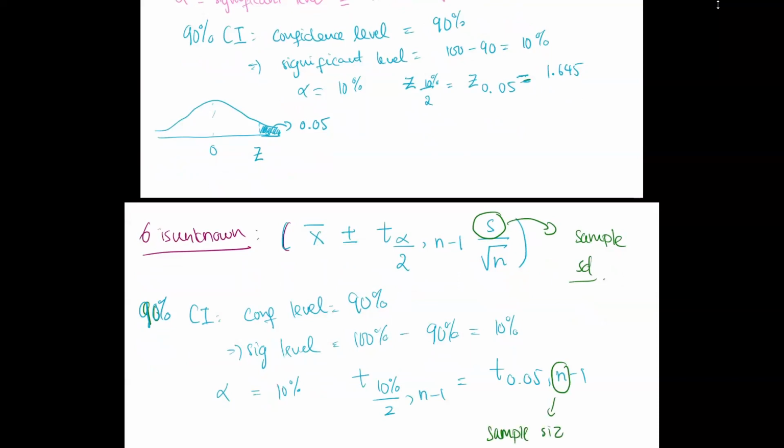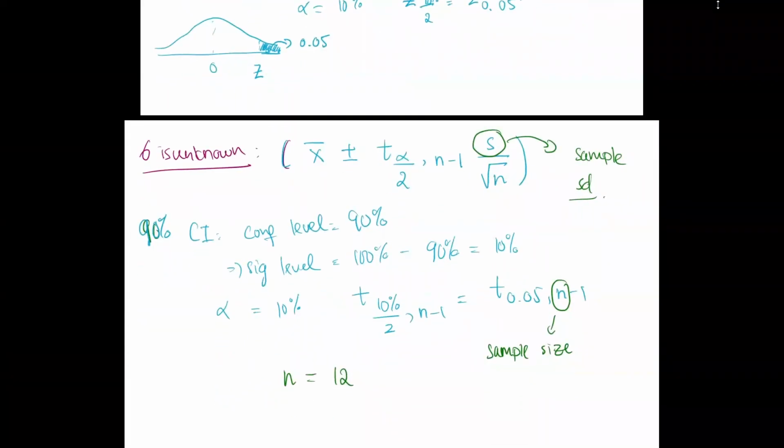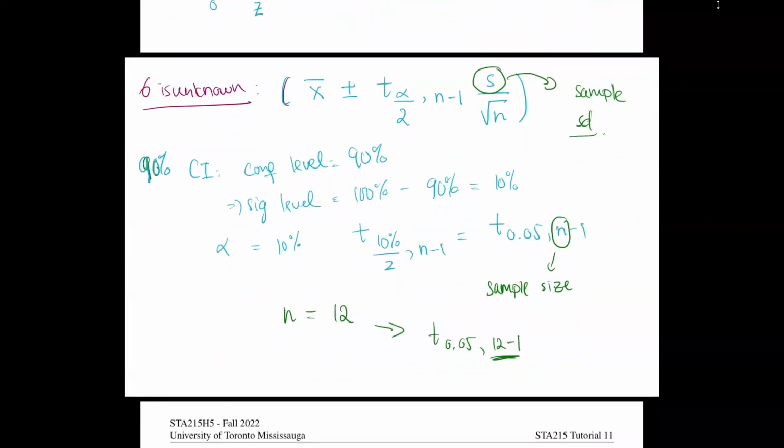So it really depends on what the problem is. For example, if they give you n equal to, let's say 12, and they want you to find 90% confidence interval, then you will have to look at t of 0.05 at 12 minus 1. And this number here, 12 minus 1, has a name. It's called degree of freedom.